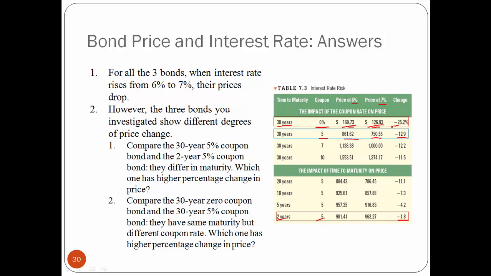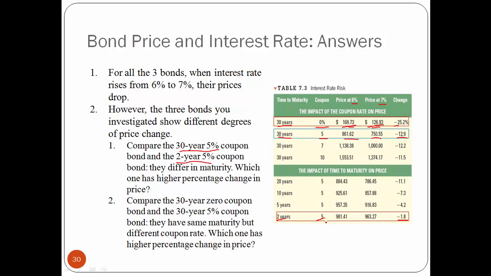We do see that different bonds display different patterns, or say different degrees of price change. When you look at a 30-year 5% coupon bond and a 2-year 5% coupon bond, one has a change of almost 13% and one has a change of lower than 2%. So when you have a longer maturity versus a shorter maturity bond, apparently the longer maturity bond has a higher percentage change.